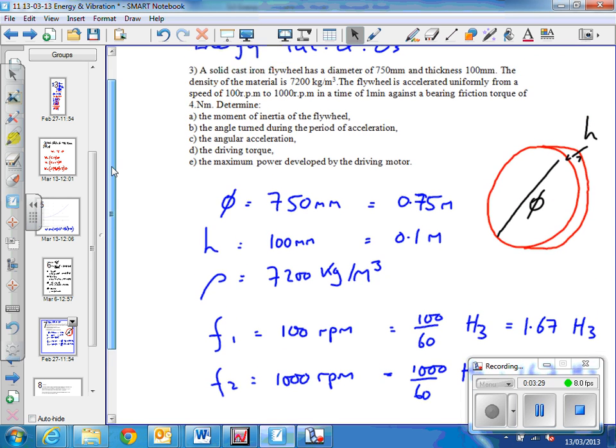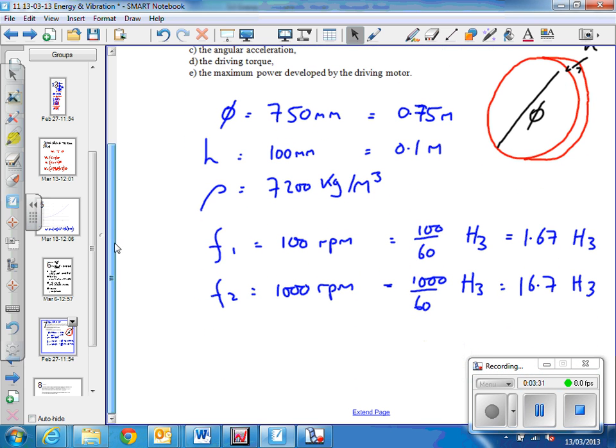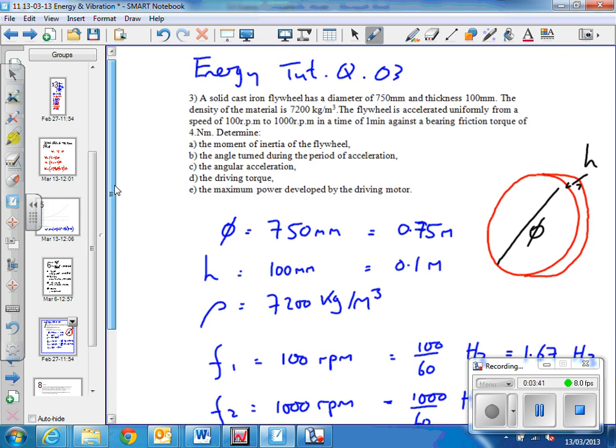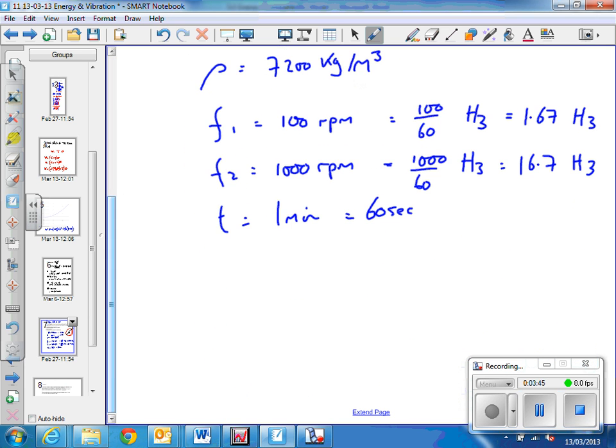What else are we told? Time is 1 minute, which is 60 seconds. And the bearing friction torque of 4 Newton meters. So torque friction is 4 Newton meters.